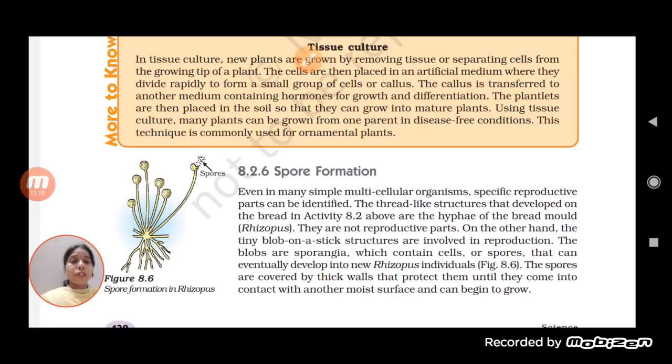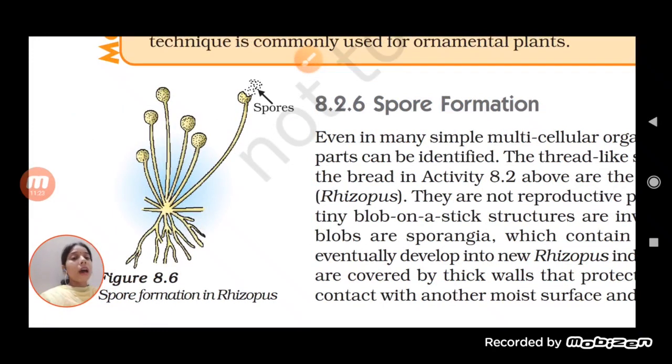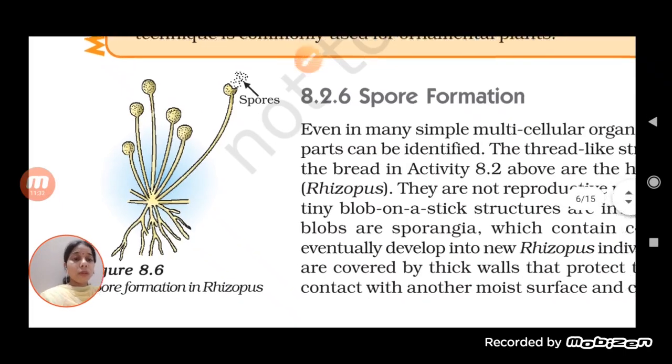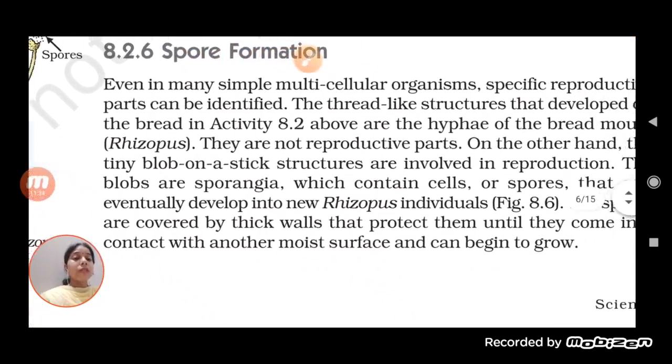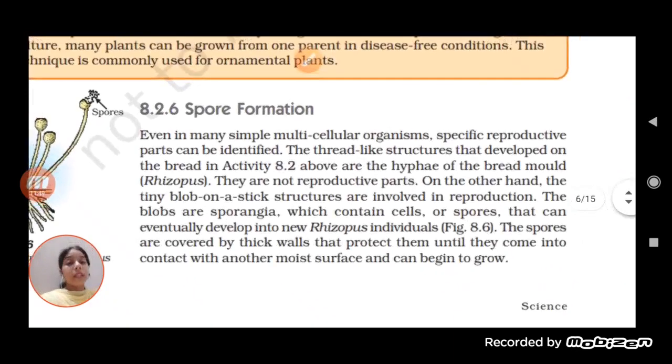What is the role of the spores? You can see here, students, this is the sporangia, and it bursts, due to which small spores come out of it, right? What is the role of these spores? Actually these spores eventually develop into a new rhizopus individual, and they are covered by a thick wall that protects them until they come into contact with another moist surface and can begin to grow. Basically, you know that they need to reproduce.